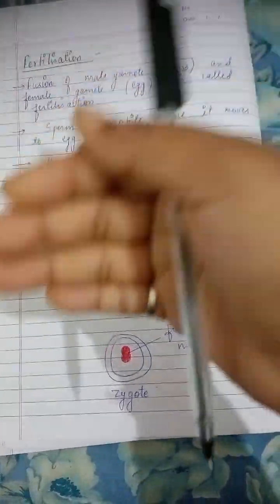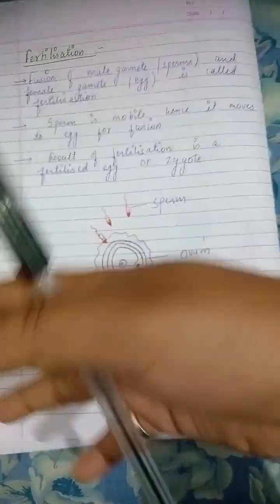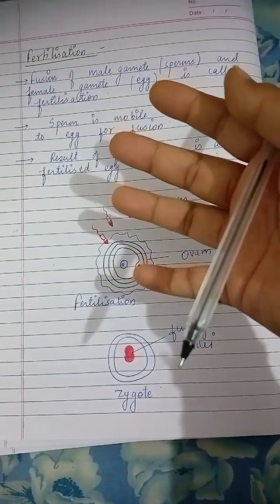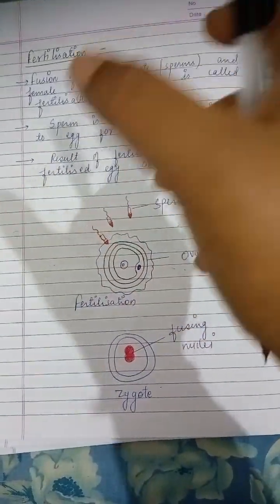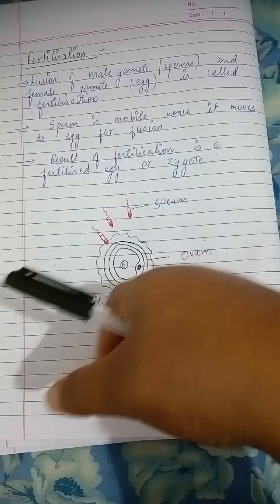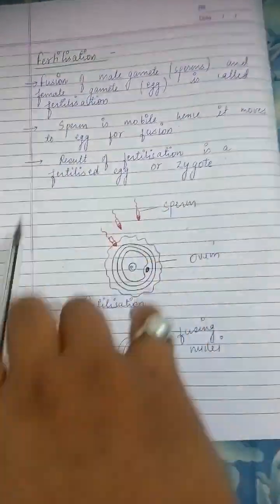Sperm is produced by the male reproductive structures. It goes to the female reproductive structures where the egg is present and it fuses with the egg to form a structure that is known as zygote.